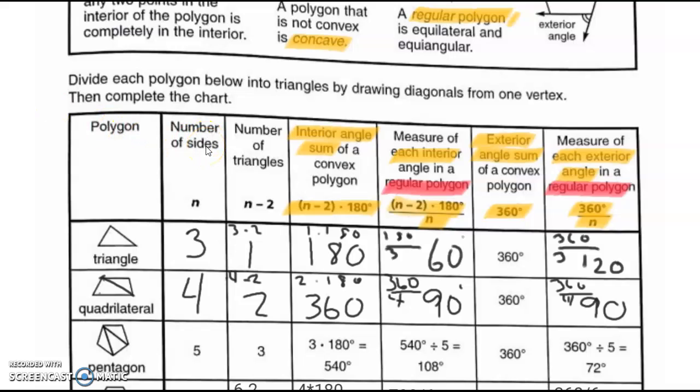All right, we're back with the second video. I walked through the formulas. We have n, which is the number of sides. So if I look at my triangle, I've got 3 sides, so 3 goes in this position.